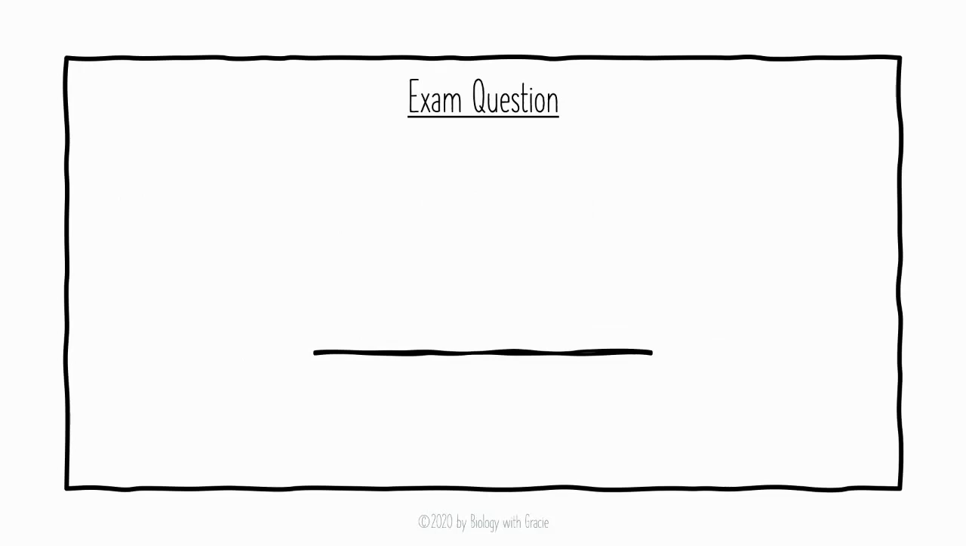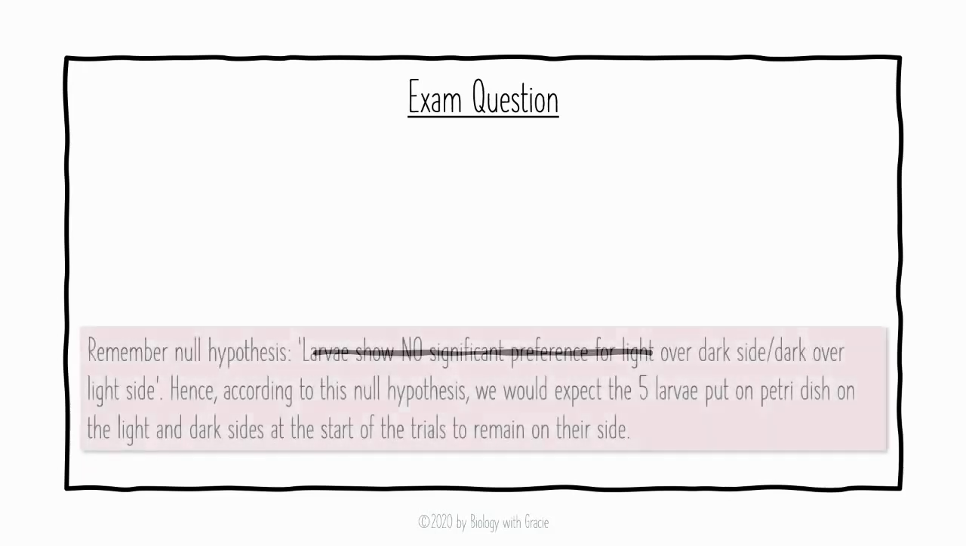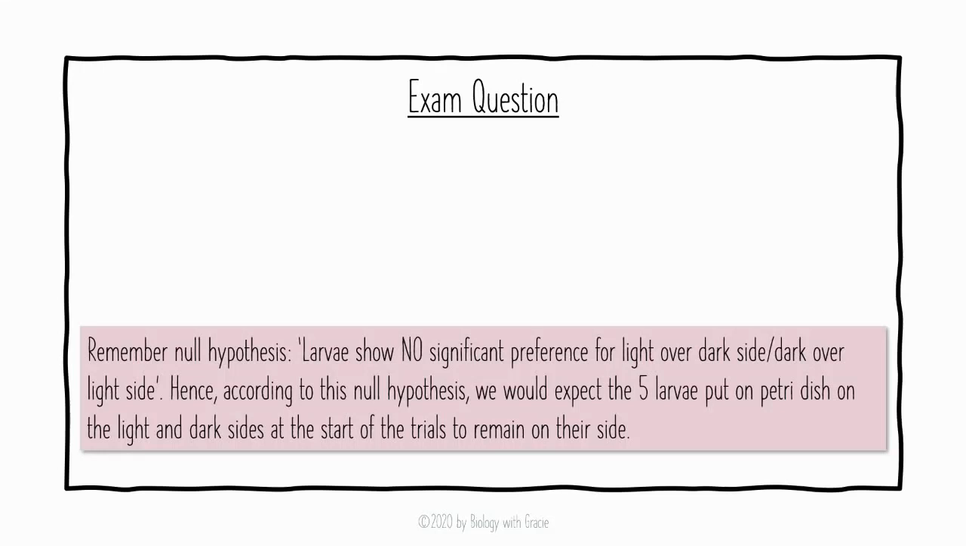So our first step is calculating our expected values. We're not given any in this question, so we need to work it out ourselves. Remember that our null hypothesis states that larvae show no significant preference for light side over dark side or dark side over light side. According to this, we would therefore expect the 5 larvae that are put on each side of the petri dish to remain on their side.